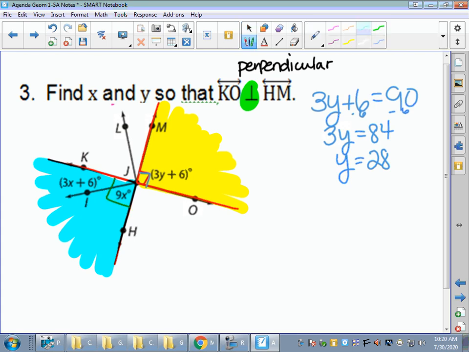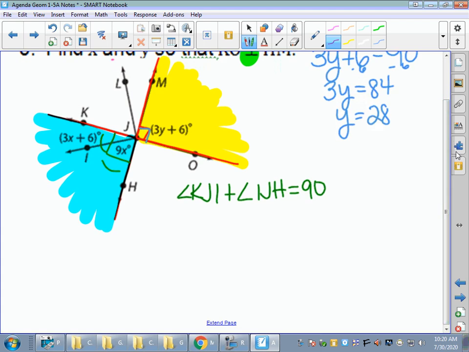90-degree angle. So angle KJI plus angle IJH has to be equal to 90 degrees. Do you see that this plus this has to equal the whole 90-degree angle? Geometric statement, you're welcome. So I could say that 3x plus 6 plus 9x has to be equal to 90 degrees. I'm going to combine like terms.